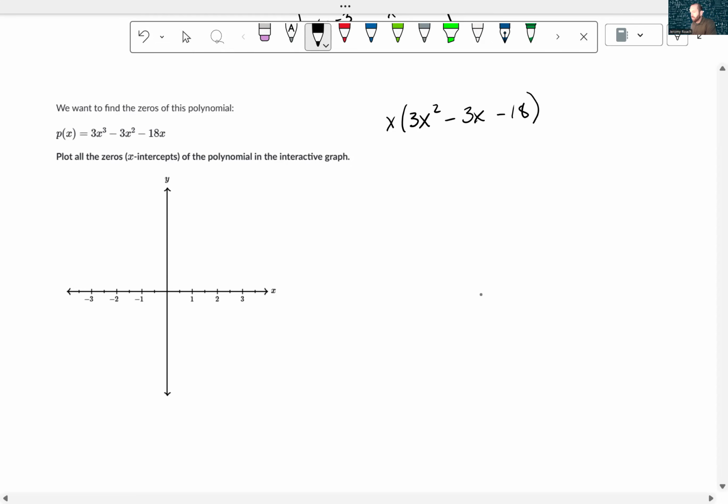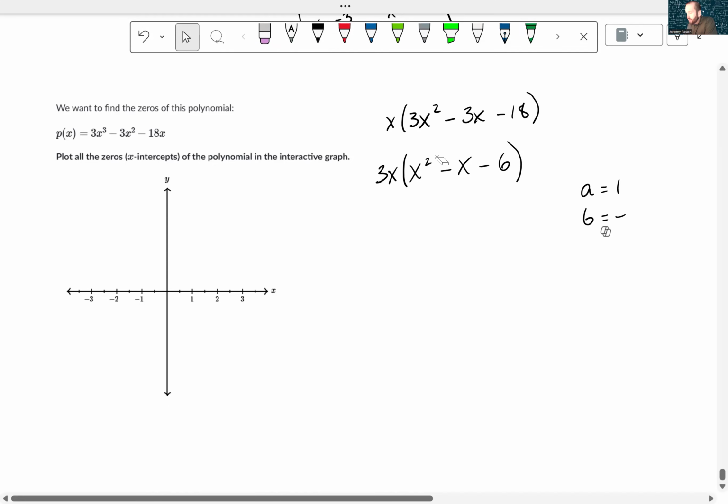This becomes much more manageable now. In fact, we could probably factor out a 3 as well. So let's do that. All of these look like they're divisible by 3. So if we divide out a 3, now that's 3 times x, or 3x on the outside. And now we're left with x squared minus x minus 6. We're going to do AC method. A equals 1, B equals -1, and C equals -6.